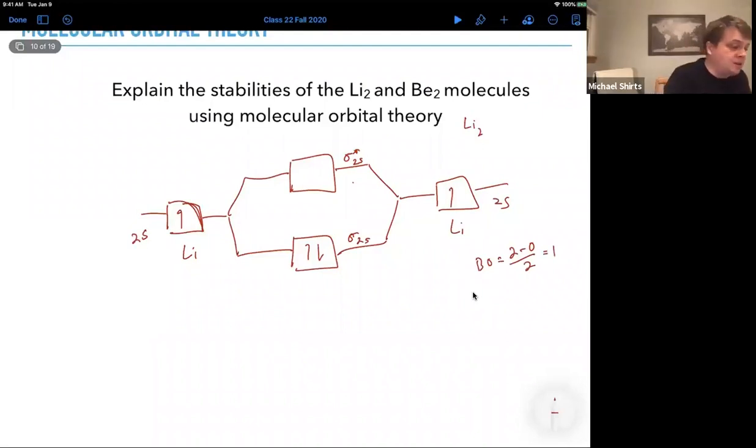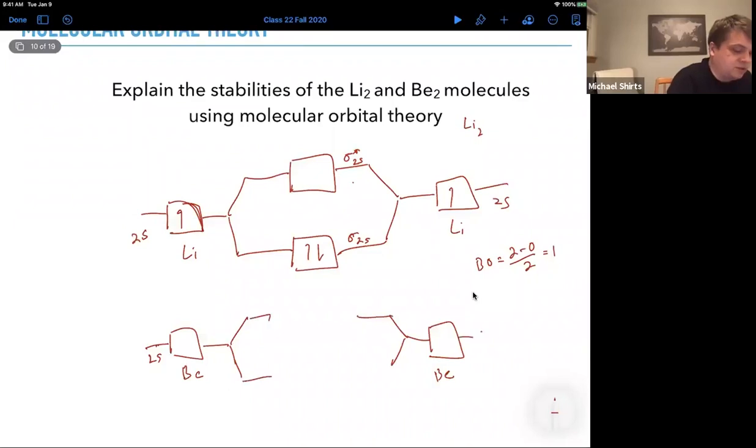Let's look at beryllium. So beryllium, again, has only 2s valence electrons. So we have 2s here. We've got over here beryllium, and that's a 2s orbital as well. And they're symmetric orbitals, so we're going to get a sigma 2s and a sigma star 2s.